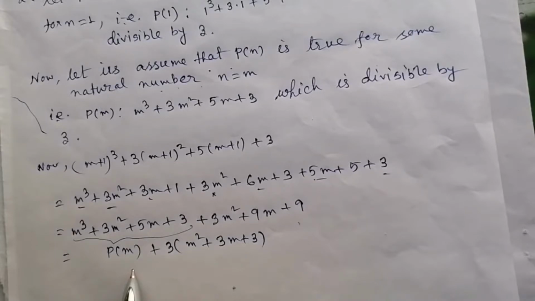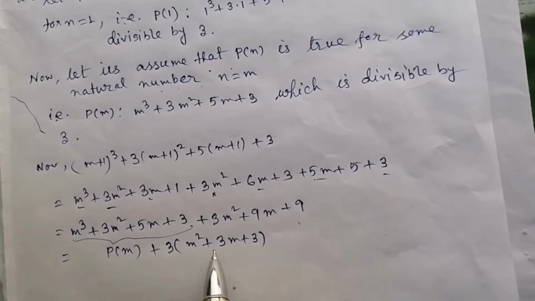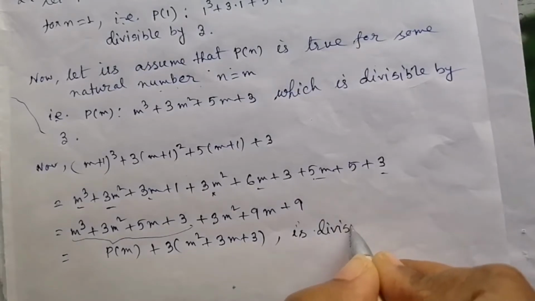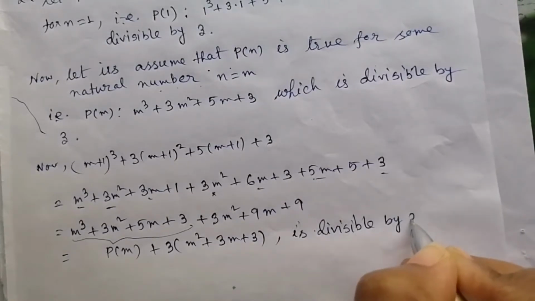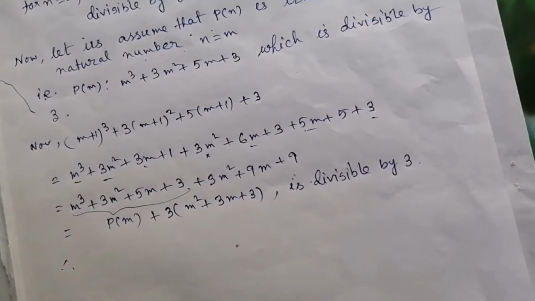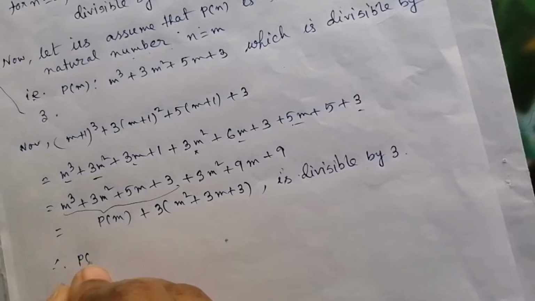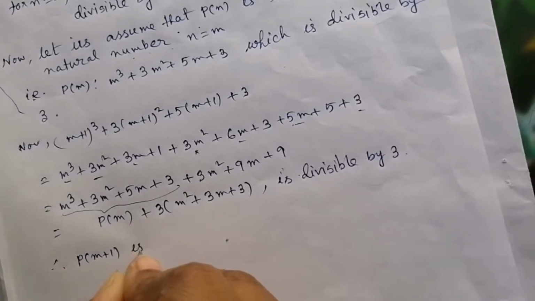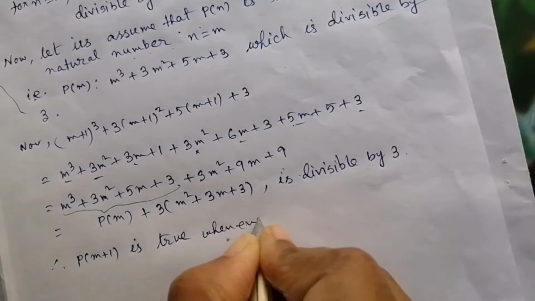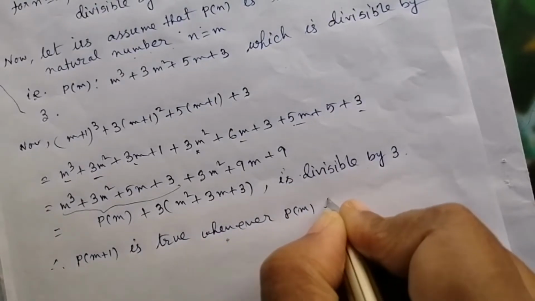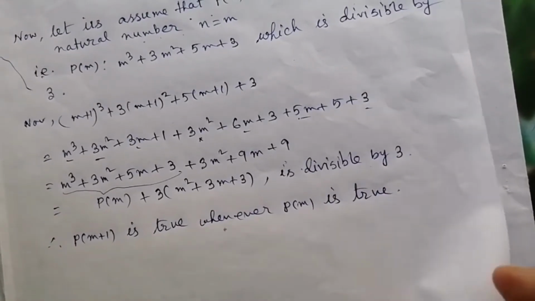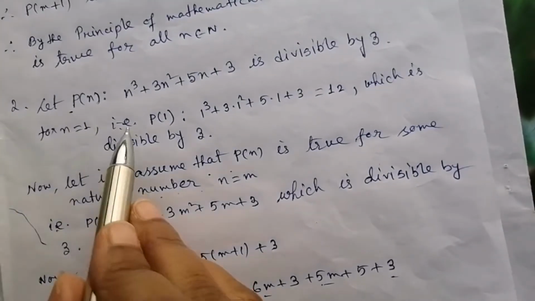P(m) is divisible by 3 and this is divisible by 3, therefore the whole expression is divisible by 3. Therefore P(m plus 1) is true whenever P(m) is true, and P(1) is true.